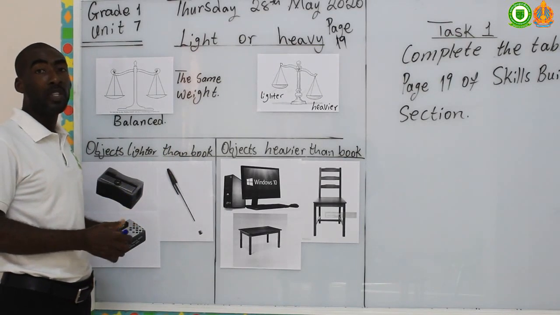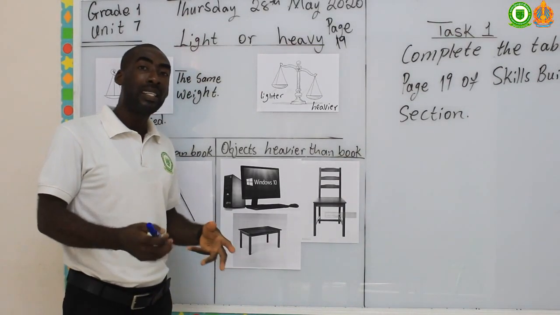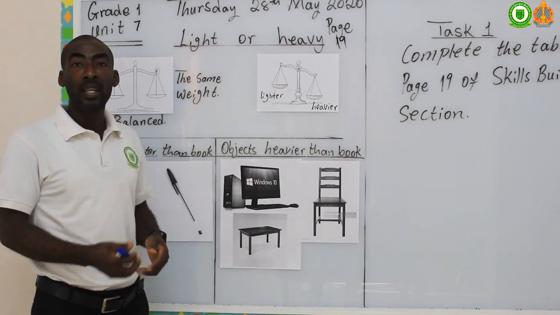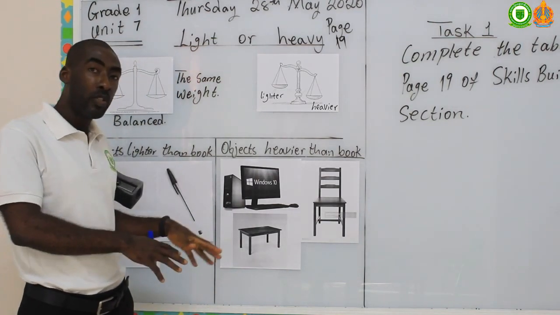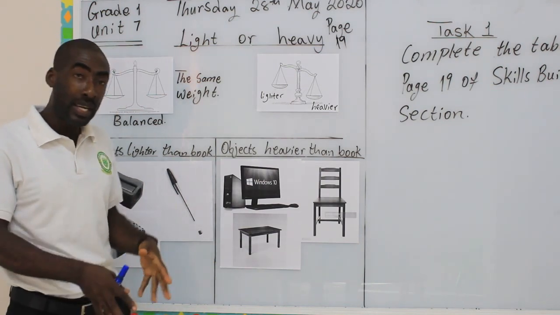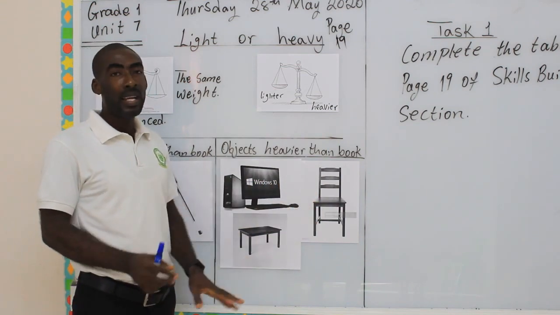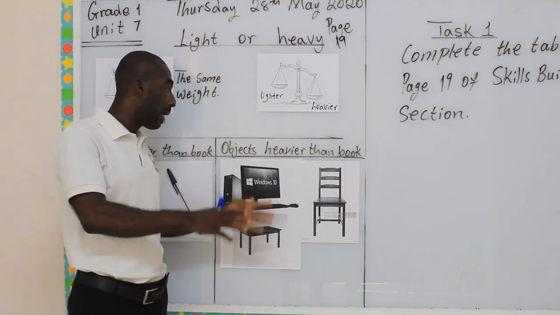What are some of the objects that we have in our class or around us that are very easy to carry, and if you compare their weight to that of a book, the book is heavier, so those items become lighter. There are other objects that you can also think about that are heavier than a book.